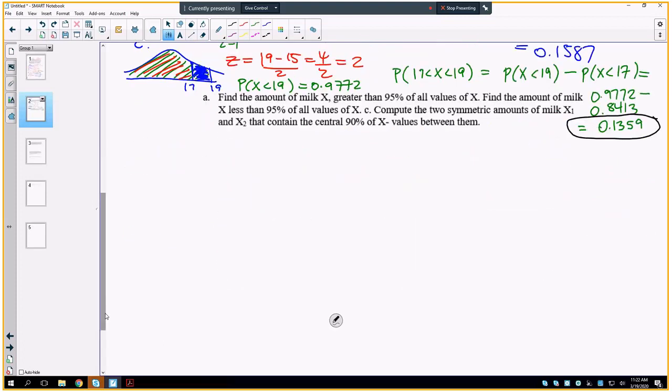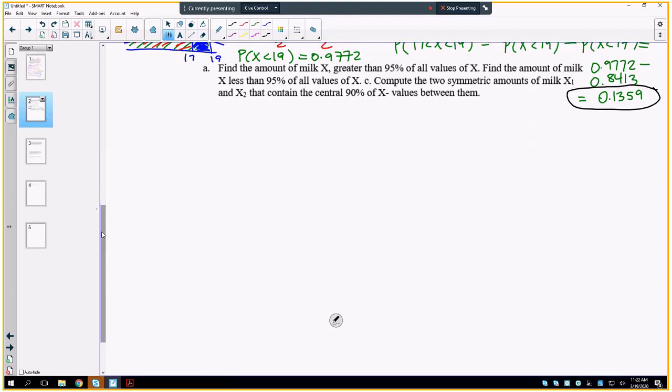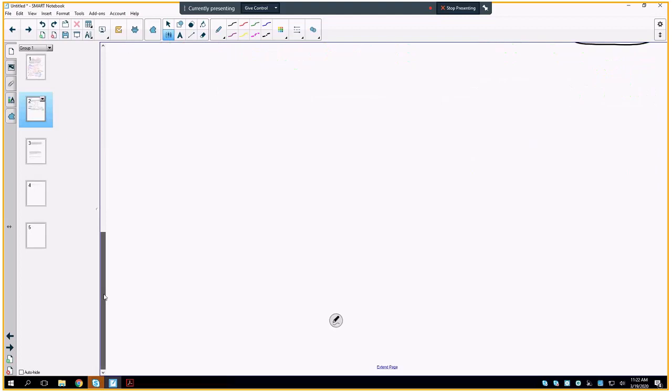So here's another question. Find the amount of milk x greater than 95% of all values of x. Find the amount of milk x less than 95%. Compute the two symmetric amounts of milk that contain the central 90%. Okay, so step by step, let's see.